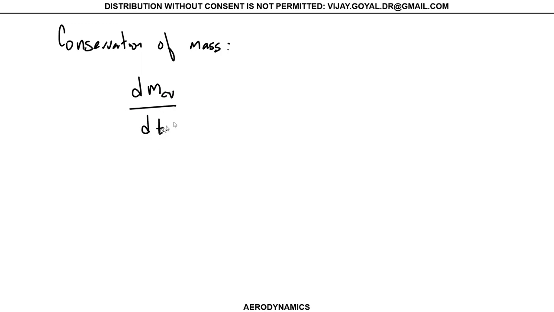Now, there's a second way of doing this, and this is using the conservation of mass. Okay, and how do you do the conservation of mass? If you recall from your lecture notes, the conservation of mass was nothing else than how the mass is changing in the control volume is going to equal all the mass that's going in minus the mass that's going out.